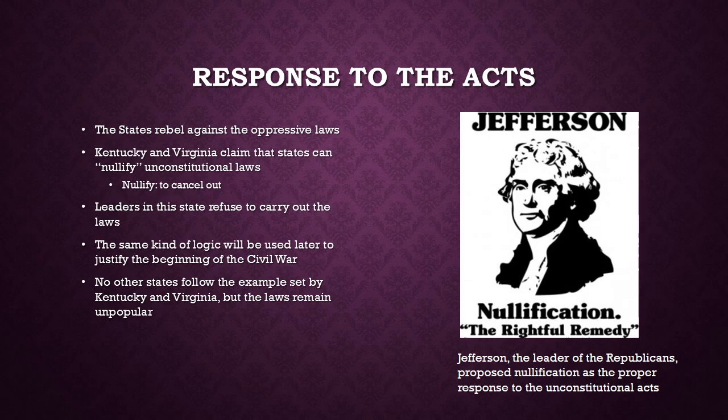But this time around, no other states follow the example of Kentucky and Virginia. And so the Alien and Sedition Acts stay in effect until Thomas Jefferson becomes president in 1800. No other states choose to follow Kentucky or Virginia's example, and they decide to enforce the Alien and Sedition Acts even though they are very unpopular with Americans.